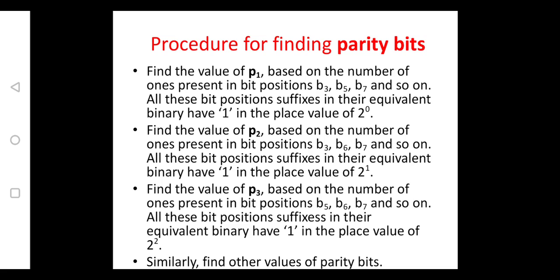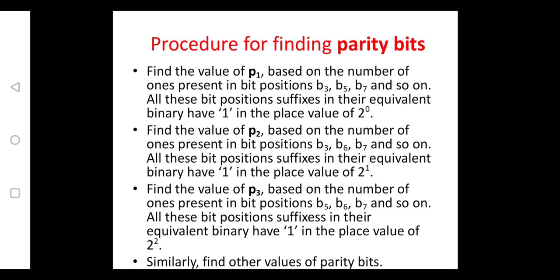Similarly, let us write down the value of each parity bit. If you observe, the first parity bit is placed at position 1. The binary equivalent of 1 is 0, 0, 1. So where does the 1 sit? The 1 is at the LSB side.